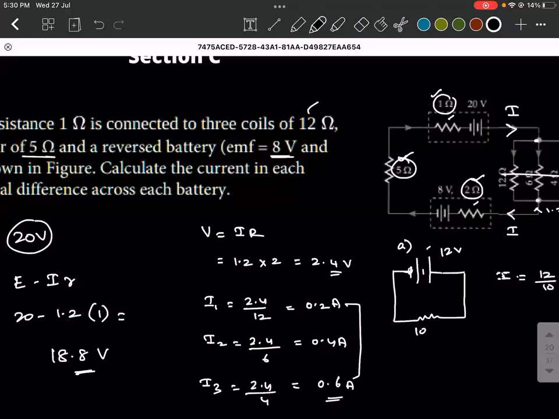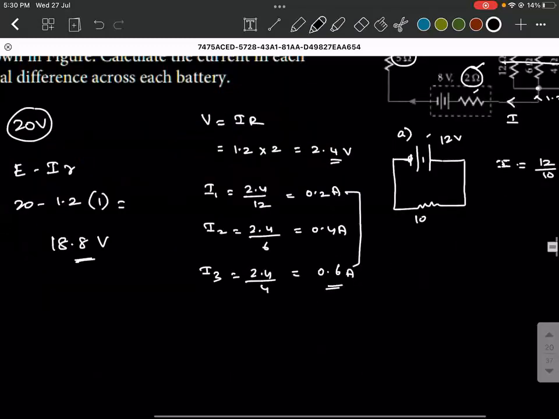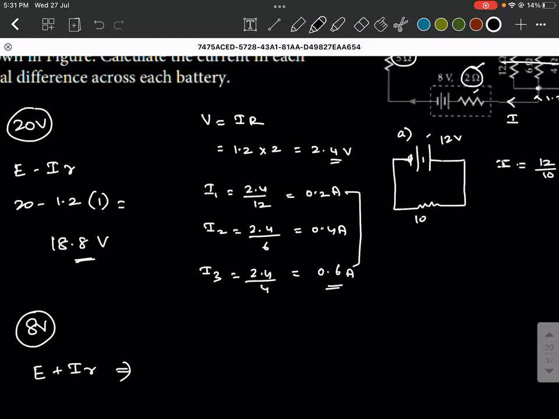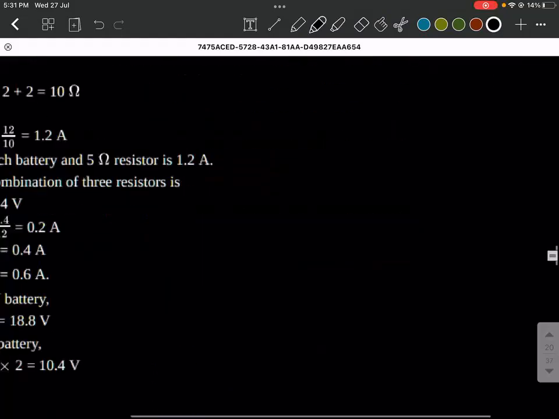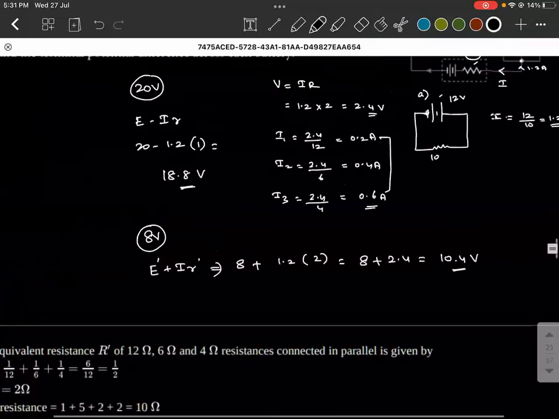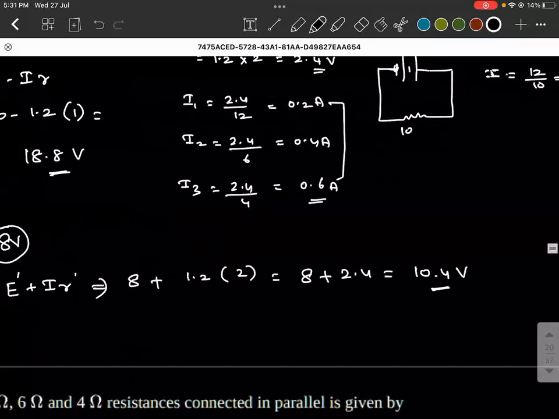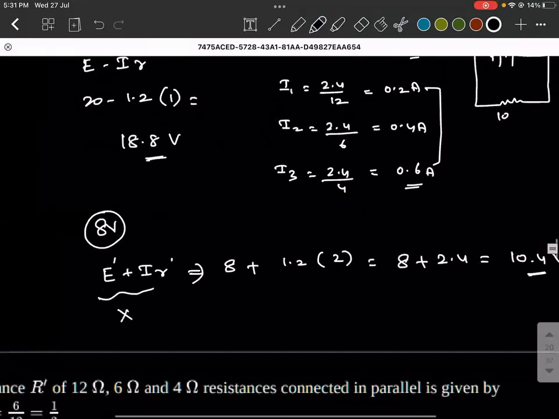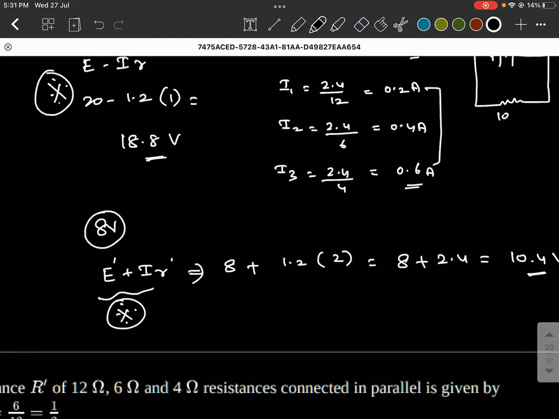Now what about the 8 volt? Across the 8 volt, it will be E plus I into R. Or I'll call it E dash plus I into R dash. E dash is 8 plus I is 1.2 into 2. How much is it? 8 plus 2.4, 10.4. So that will be the value. Did you understand the difference? So in one place it is getting discharged and in the other place it is getting charged. So this formula is very, very important. You need to have clarity of this. Clear? Shall I proceed?